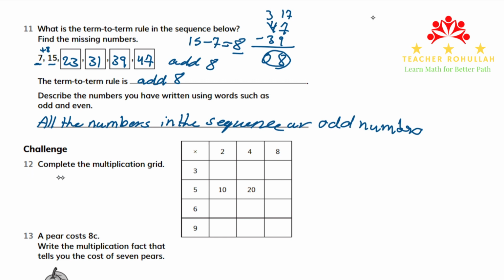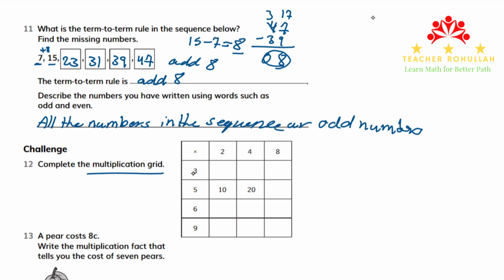In question 12, it says, complete the multiplication grid. This is a multiplication grid. So here we have 4 rows and 4 columns. In the first row, we have 2, 4, and 8. And in the first column, we have 3, 5, 6, and 9. This means the numbers in the first row are multiplied by the numbers in the first column.